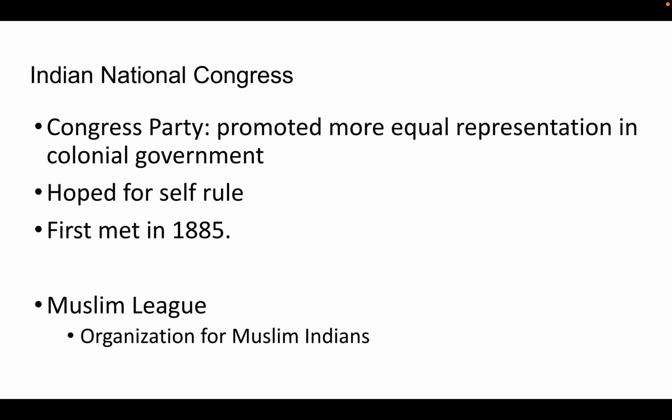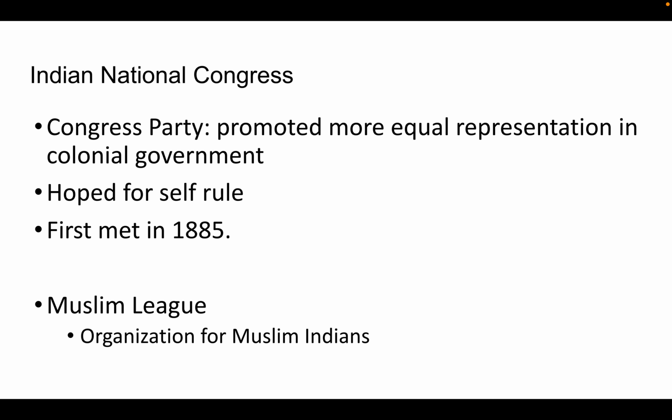Eventually, throughout the 19th century, this growing sense of nationalism leads to the formation of the Indian National Congress, or the Congress Party, which still exists in India today as a political party. And this party promoted more equal representation in colonial government, right? That was the goal of this movement, to create greater equal representation in colonial government, meaning that there would be Indians doing meaningful work in the government that the British had there. They first met in 1885, and one of their ultimate goals was for self-rule or independence.